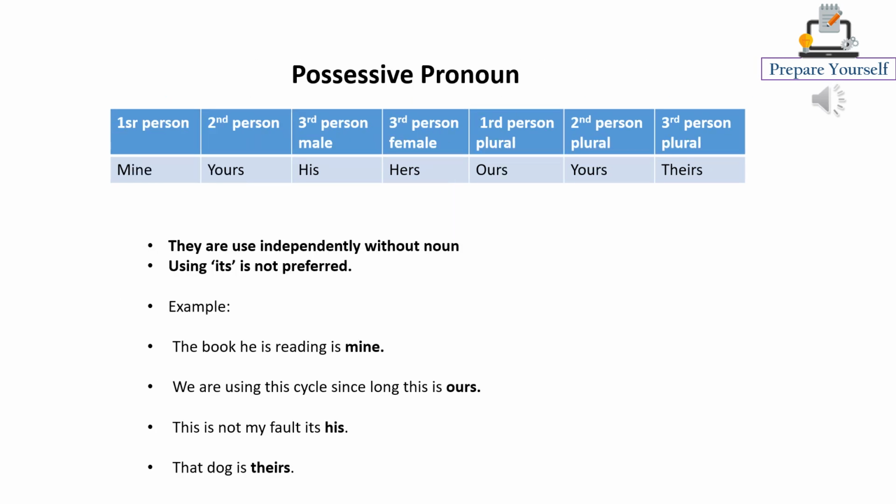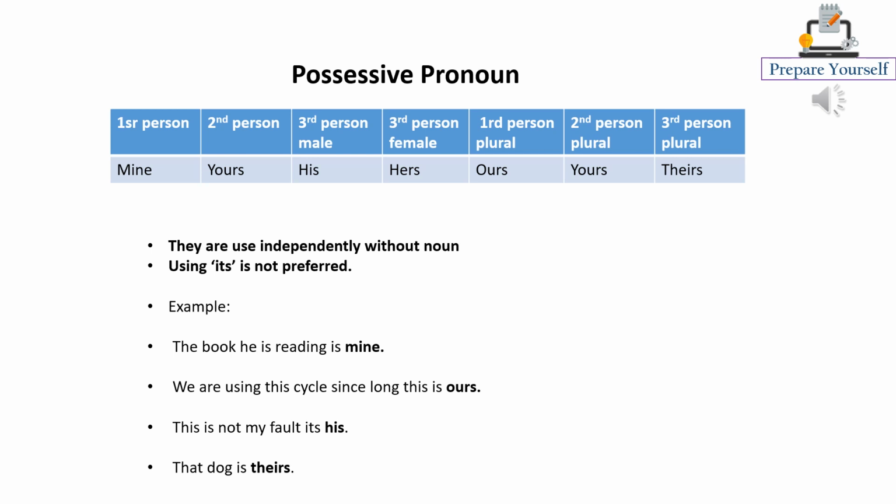Possessive pronouns. The rule of using the possessive pronouns is they are used independently without a noun. Rule number 2, using its is not preferred here in possessive pronouns. Let's have a look at examples. The book he is reading is mine. After mine, we do not see any noun.